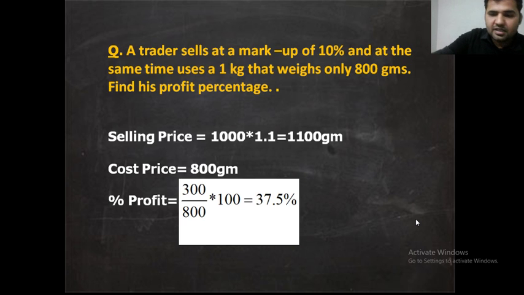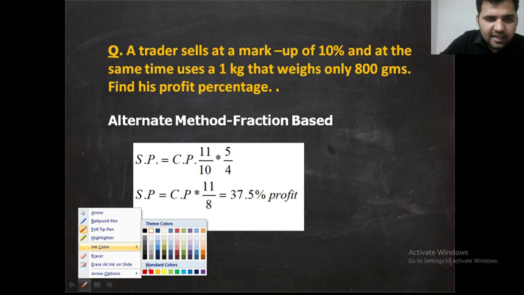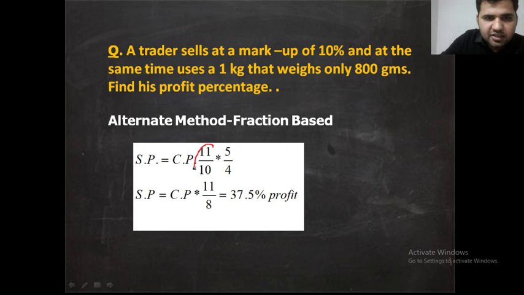Now this is the explanation that you can refer to after the class. And this is the alternate method of solving this question. The first multiplying factor that you will get would be 11 by 10. And the second multiplying factor would be 5 by 4. Why 5 by 4? Because 1000 upon 800. Or you can also say that if a shopkeeper is using 800 gram instead of 1000 gram, this is a profit of how much? This is a profit of 1 by 4. So 1 by 4 profit means the multiplying factor would be 5 by 4.